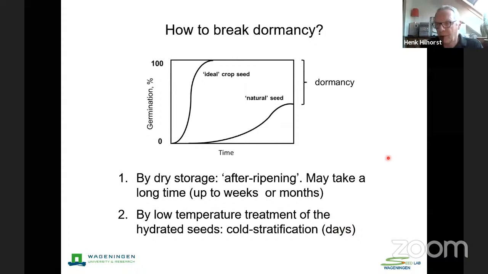So how can you break dormancy? There's a very simple seed treatment, very effective and sometimes necessary when you want to sow your seeds. Sometimes it is just enough to store the seeds dry for a while. We call that after ripening, and that may take a long time. It may be weeks or months or sometimes even a year. But during this after ripening, the seeds lose their dormancy, so they go from this germination curve to that one. But also a low temperature treatment of the hydrated seeds can be effective. We call that cold stratification. Usually that takes a couple of days. And then you go from that curve to the ideal germination curve.